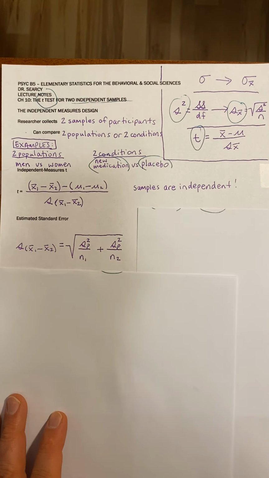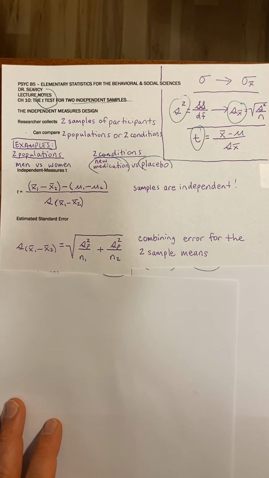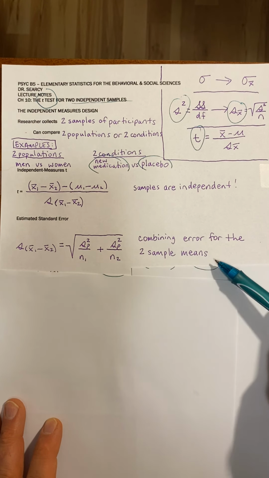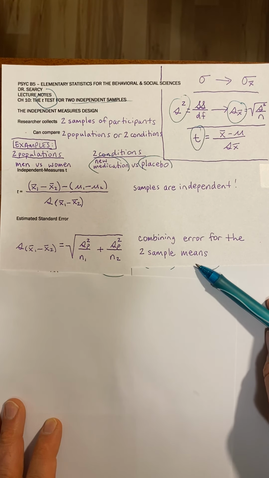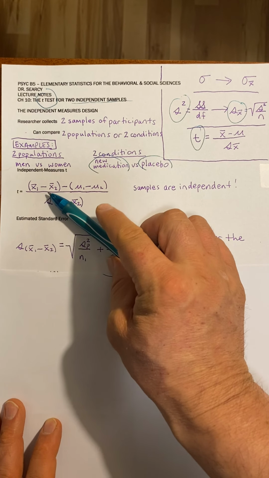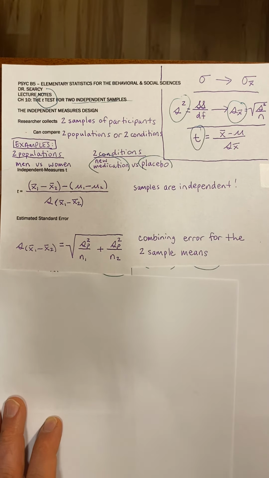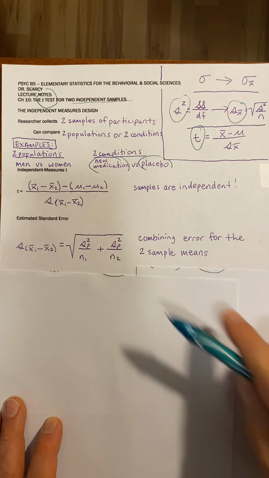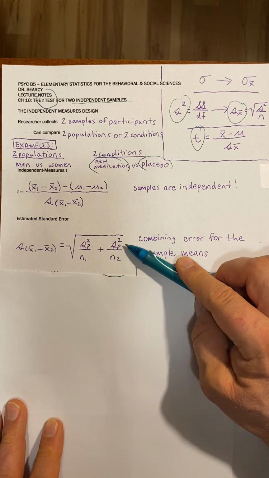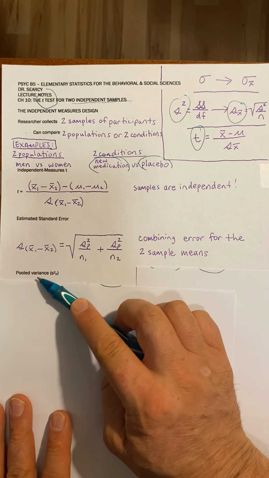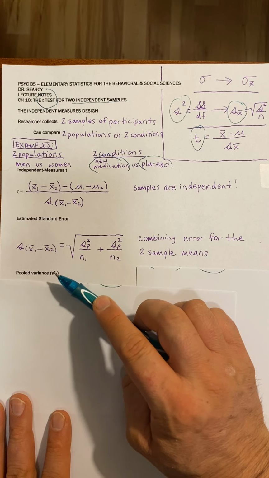Before I explain that, let's just first remember that what's happening with the estimated standard error is we're saying that this is where you're combining the error for the two sample means, right? So you're combining the error associated with the first sample and the error associated with the second sample. Okay, so the question that we have to answer right now is, how do we get this thing called pooled variance, right? So remember, pooled variance is this symbol here.